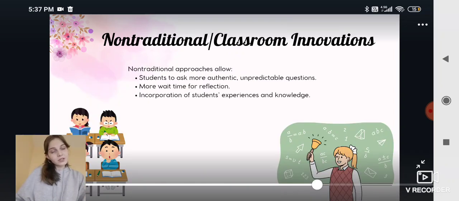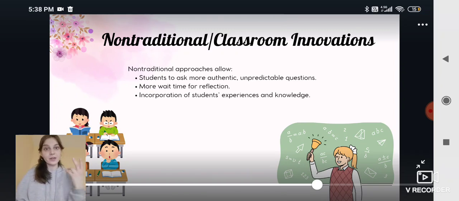And as one of our last topics, we have non-traditional innovations. Non-traditional approaches allow students to ask more authentic and unpredictable questions. In this non-traditional innovation, the teacher gives students more wait time for reflection. They have a lot of time to think about it. Like we said, improving critical thinking is very important at this point, and lastly, incorporation of students' experiences and knowledge. It's basically in non-traditional innovations.